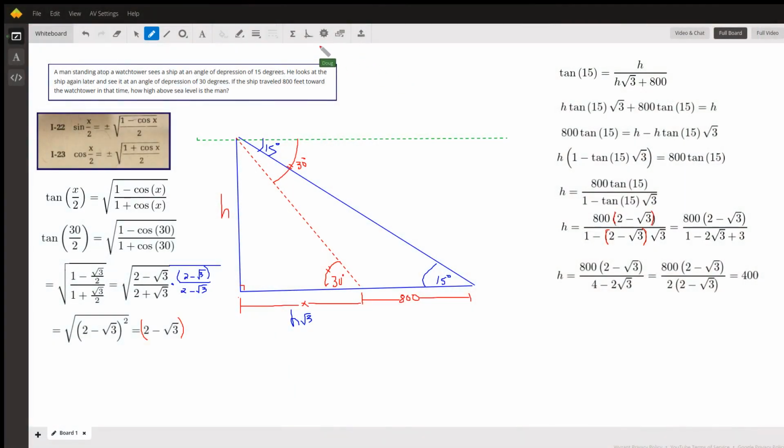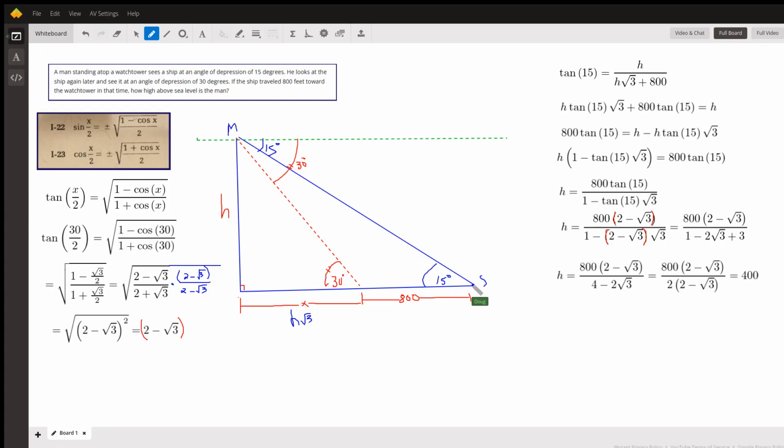Okay, this diagram depicts the situation described. We've got a man up here, at the top of this watchtower with height h. His angle of depression as he looks at this ship out here is 15 degrees. That means as he looks down from the horizontal to see the ship, it's 15 degrees, which means the angle of elevation from the ship to the man is 15 degrees, alternate interior angles.